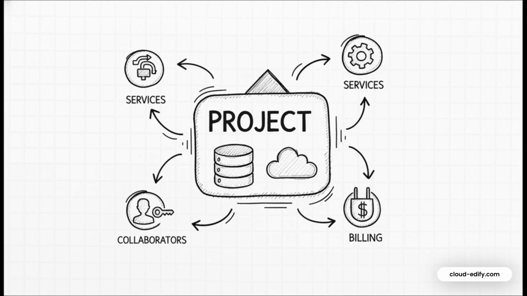It's at the project level where you're turning on services, managing your APIs, and, this is a big one, enabling billing. Each project gets billed and managed on its own. It's also where you control access by adding and removing people. The bottom line is, every single resource you create belongs to one and only one project.